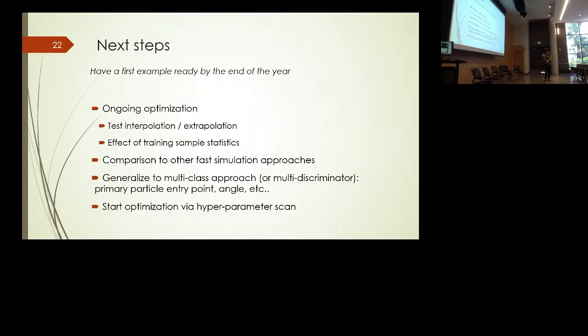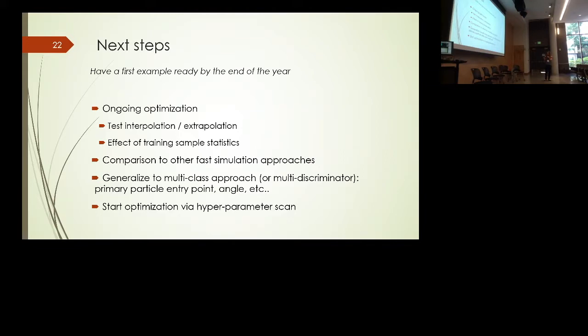So the next step, of course, is that we would like to have an example that is ready by the end of the year, which means that we have a lot of work to do, because we are still working on the optimization. In particular, we want to understand what is the best way to train this network. Do we want to train like we did with the continuous spectrum and then use this to generate events at specific energies, which would be, for example, a real case? Or would it be better to train it on single points and then do interpolation, extrapolation?